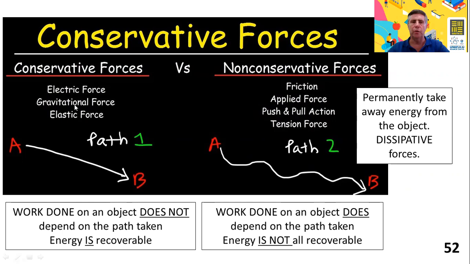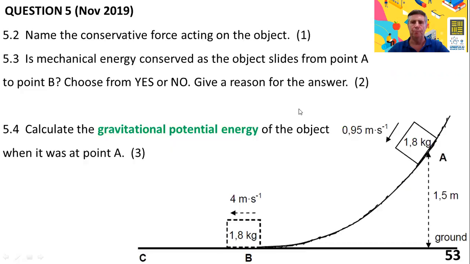And with conservative forces, mechanical energy is conserved. With non-conservative forces, it is not. That brings us to the first two questions, ignoring 5.1, the recall question. You can get that from the memo. Name the conservative force acting on the object. Well, that would be gravity, and that's the one that will come up time and again.